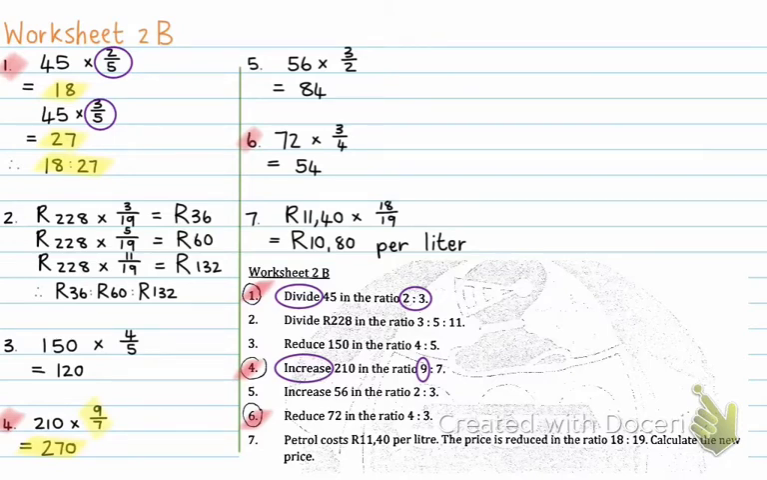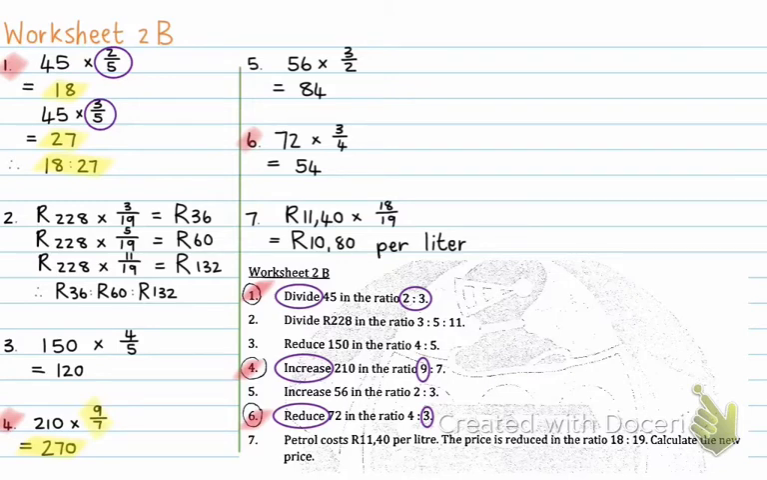At question number 6, they ask us to reduce something. We must reduce 72 in the ratio 4:3. Now, when we reduce something, it gets less, it gets smaller. All right, so keep that in mind. So when you look at your ratio 4:3, which one is the smallest between them? And I hope you all agree it is 3. So therefore, your fraction will be 3 over 4. 3 over 4 is your fraction.